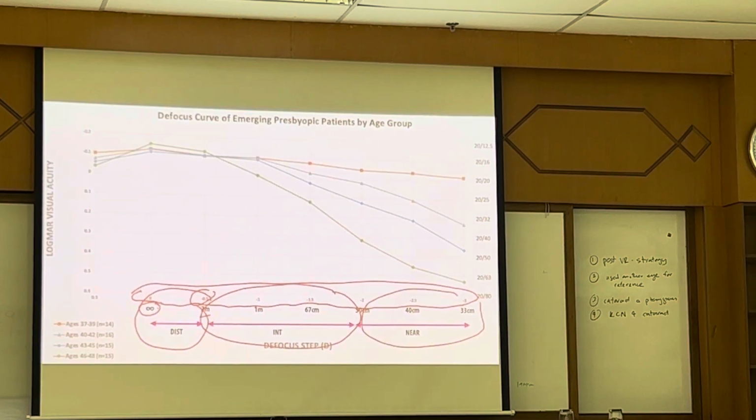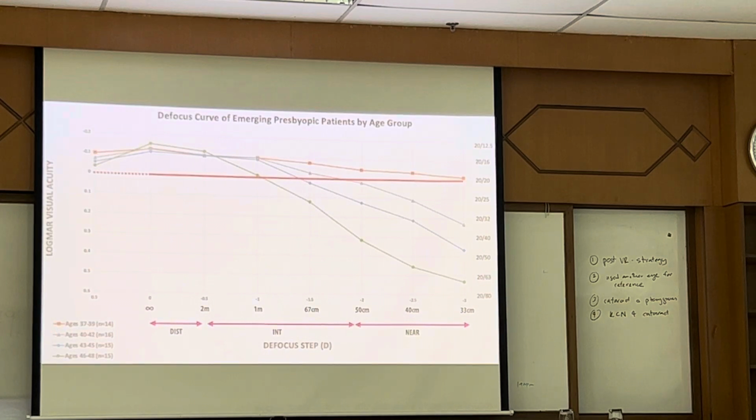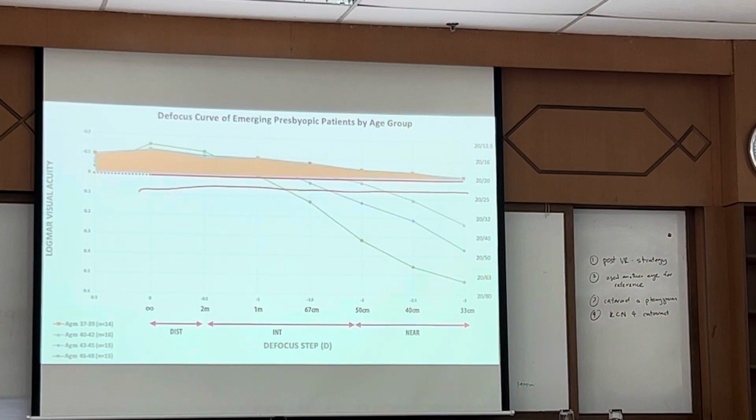For example, this is a presbyopic patient in different age groups. If we decide good vision is at 0 logMAR, which is 6/6, this is the line of good vision. At age 37 to 39, the patient has a very good range of vision from infinity until near. The vision is good all the way across, from far until near distance, including intermediate.